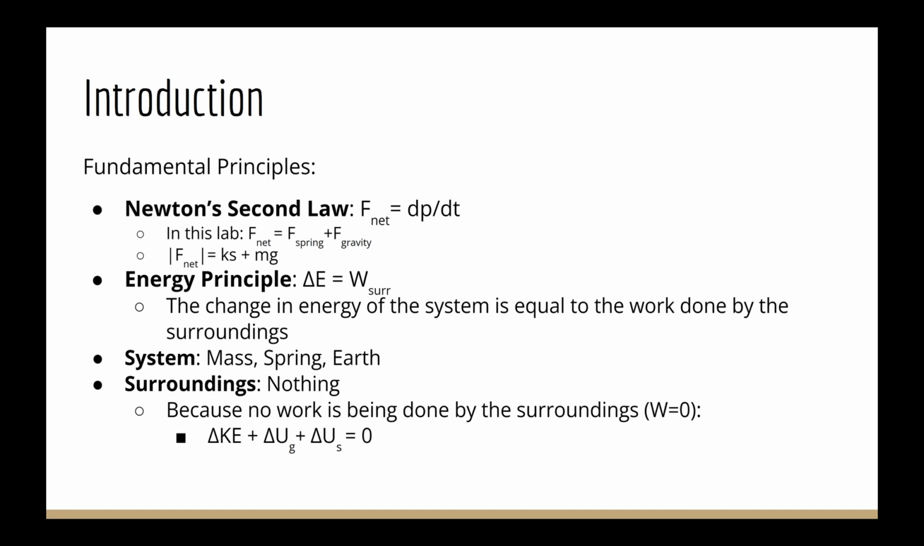We're also using the energy principle, and the energy principle says that the change in energy of the system is equal to the work done by the surroundings. In this case, we're choosing our system to include the mass, the spring, and the earth, and our surroundings to be nothing. So because there's nothing in our surroundings, no work from the surroundings can be done on our system. And so our equation representing the energy principle is the change in kinetic energy plus the change in gravitational potential energy plus the change in spring potential energy is equal to 0.